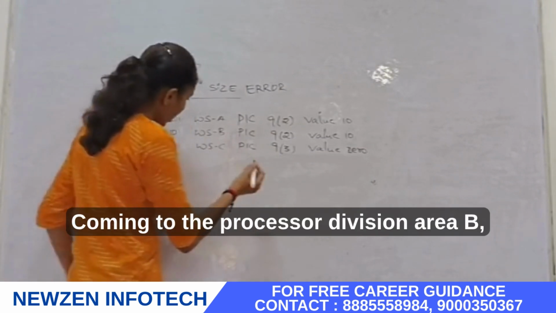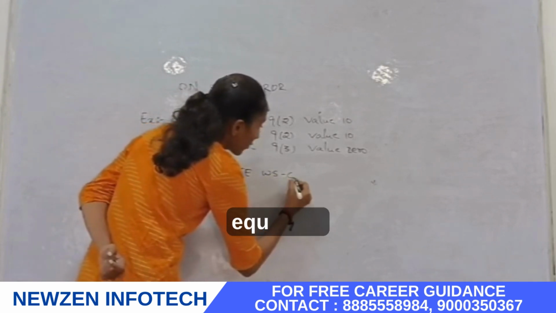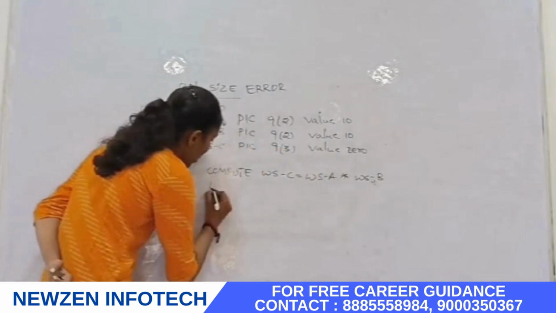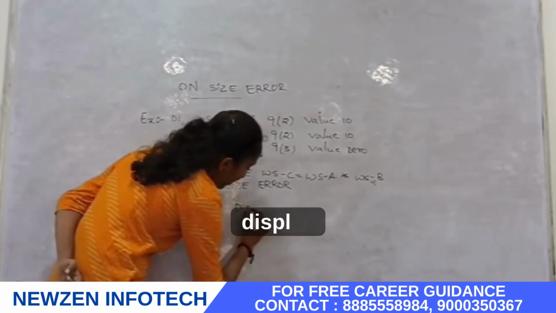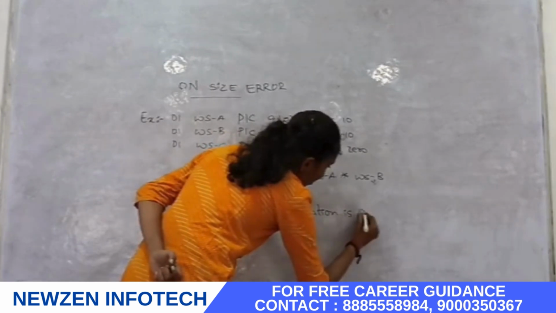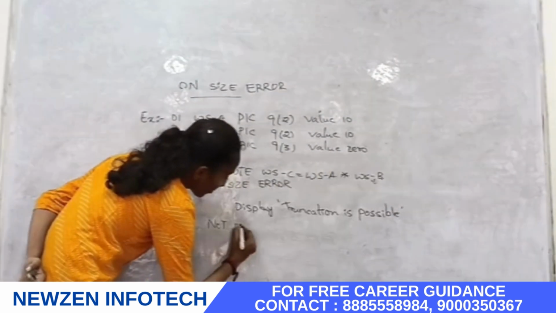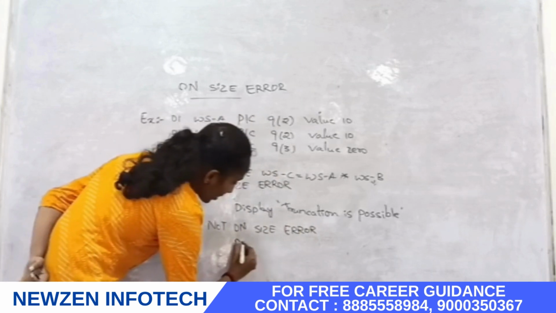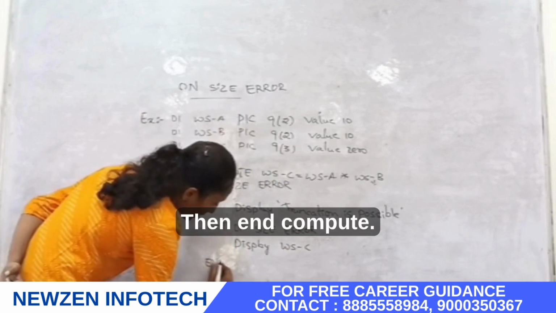Coming to the procedure division, Area B, COMPUTE WS-C = WS-A * WS-B. ON SIZE ERROR, DISPLAY 'truncation is possible'. NOT ON SIZE ERROR, DISPLAY the result. Then END-COMPUTE.